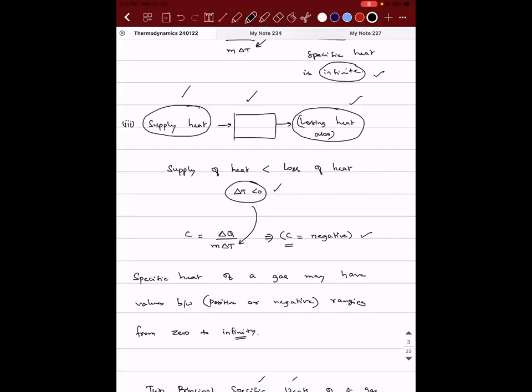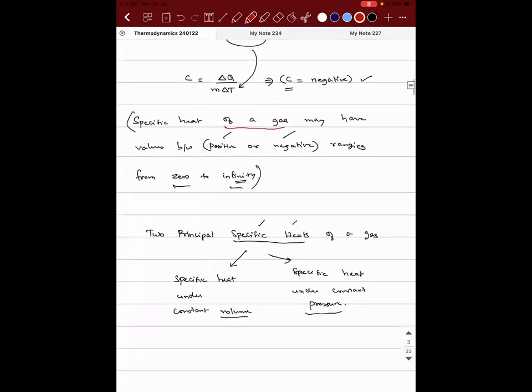Right. So this is the most important parameter that we are going to understand. It can vary anywhere between 0 to infinity. It can be a positive number or a negative number. This is what happens with respect to a gas. So from this we can conclude that there are two principal specific heats of gas that we can confidently define. One is the specific heat under constant volume, and the second is the specific heat under constant pressure. Is it clear?